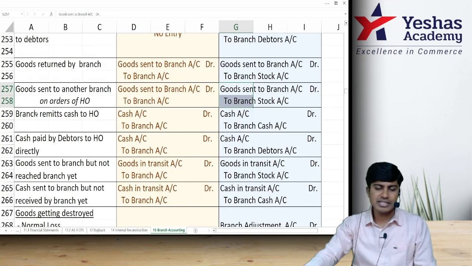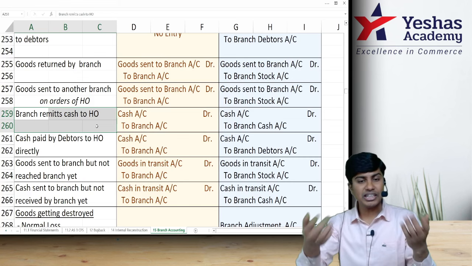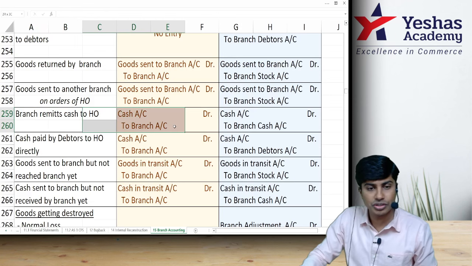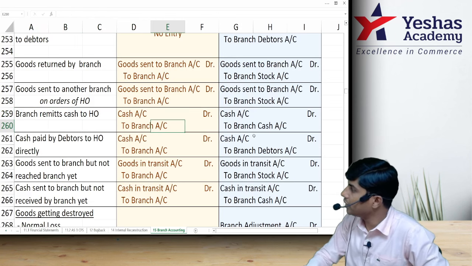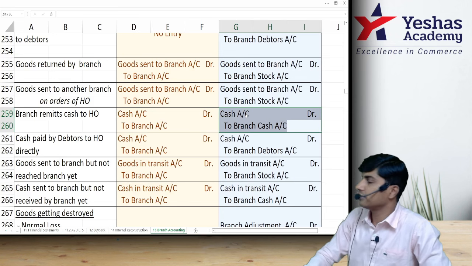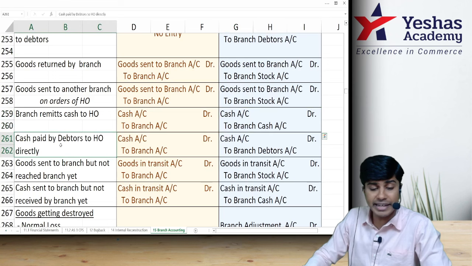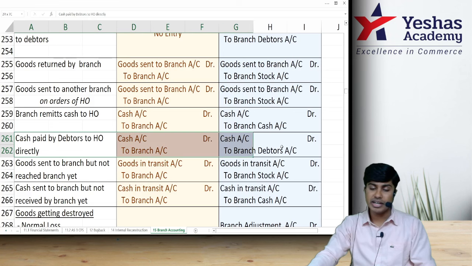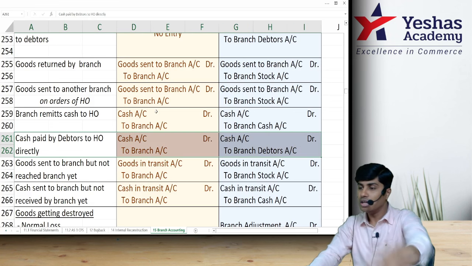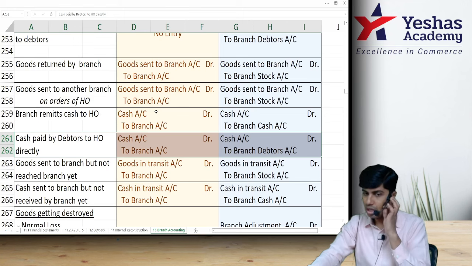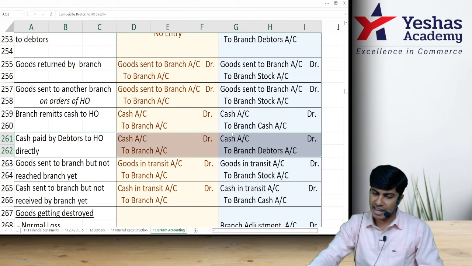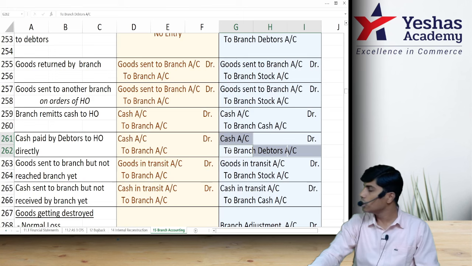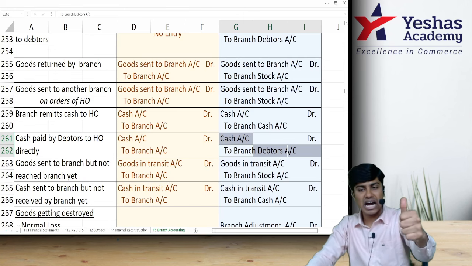Next we have branch remits cash to head office. Branch is giving cash to head office, and head office is receiving cash. Head office will write cash account debit to. Under stock debtor system, we will not credit branch, we will credit branch cash. If the cash is paid directly by debtors or outsiders to head office for the sales made by branch, then it will be the same entry as what we wrote before: cash to branch under debtor system. Under stock debtor system, we write cash account debit, but it is not reducing branch cash; credit will be given to branch debtors.